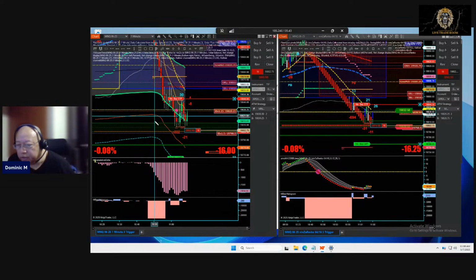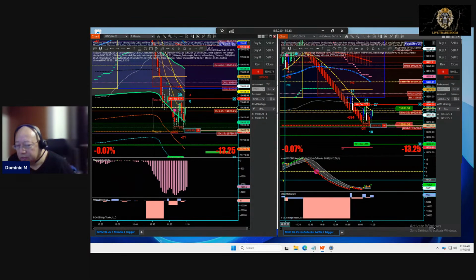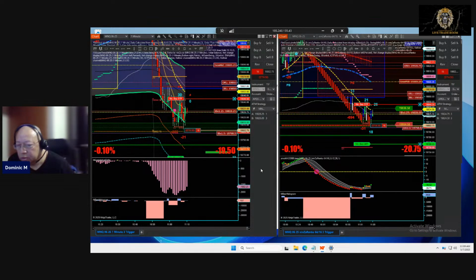This is just really annoying me. Bouncing off that fair value gap. Again, now let's see where this finishes. Okay, where it closes. It closed above, but let's see. This may be just a pullback.